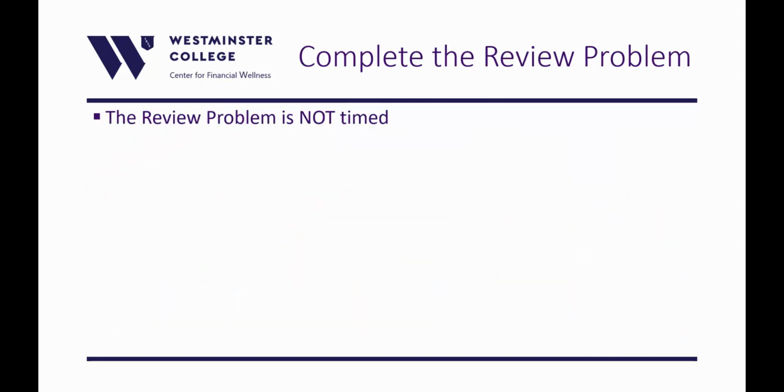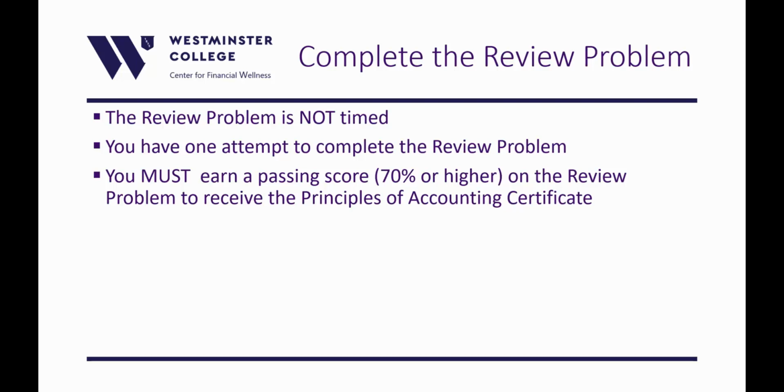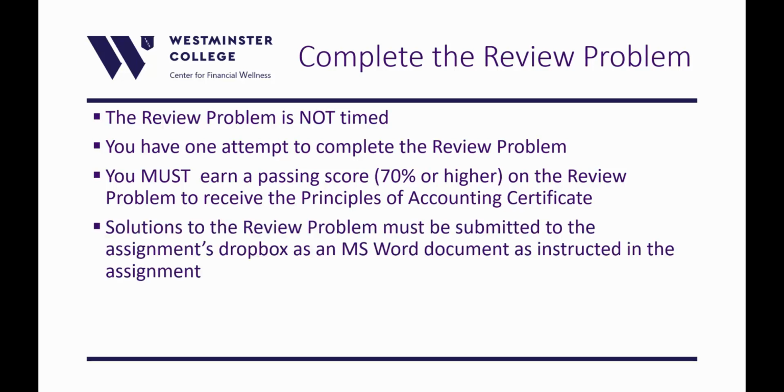The review problems are not timed. It's important to know. You can open them and keep them open for as long as you might need to. You only have one attempt, as I indicated a moment ago. You must earn a passing score of at least 70% or higher to receive the certificate from the Bill and Vivian Gore School of Business on the Principles of Accounting course.